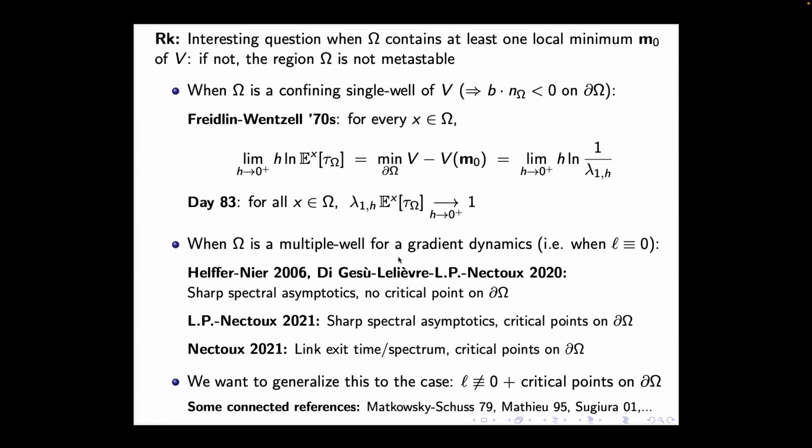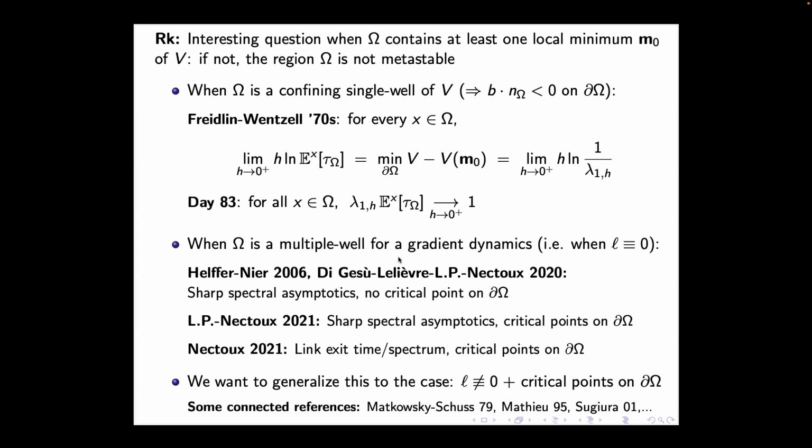Another question is what it means to be a confining single well. Take a picture like this: all the trajectories converge to one point, and the vector field enters the domain. So if you are on the boundary, you directly enter the domain when you follow the classical ODE.